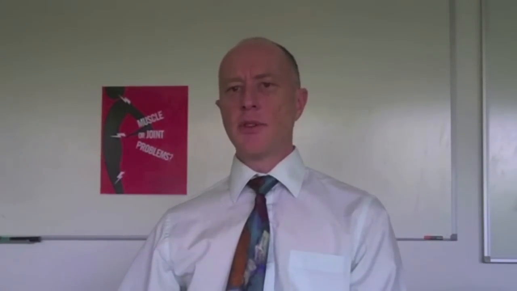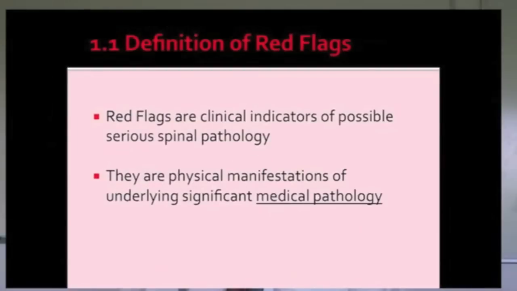So, introduction. So first of all, we need to think about a definition of red flags. What are red flags? They are clinical indicators of possible serious spinal pathology, and they are physical manifestations of underlying significant medical pathology. So when we talk about medical pathology, what specifically are we looking for?